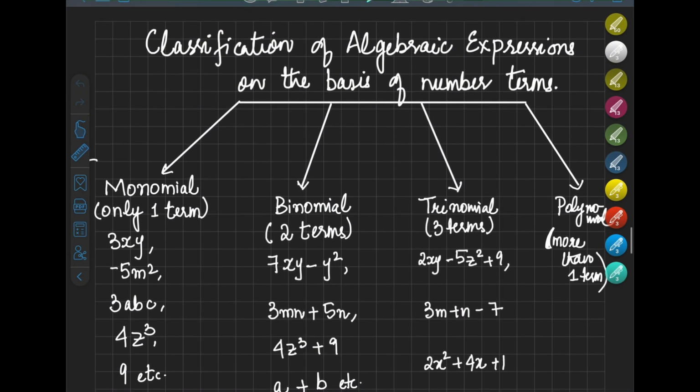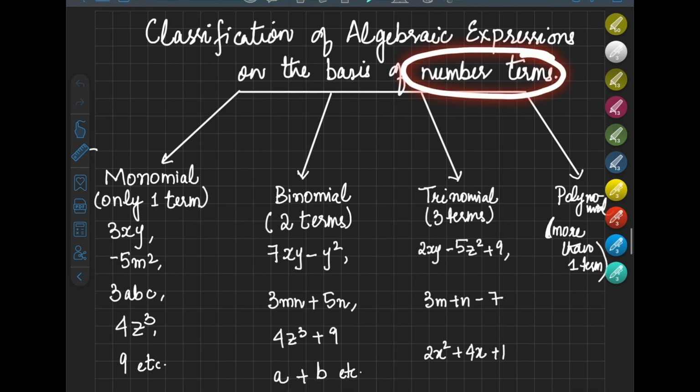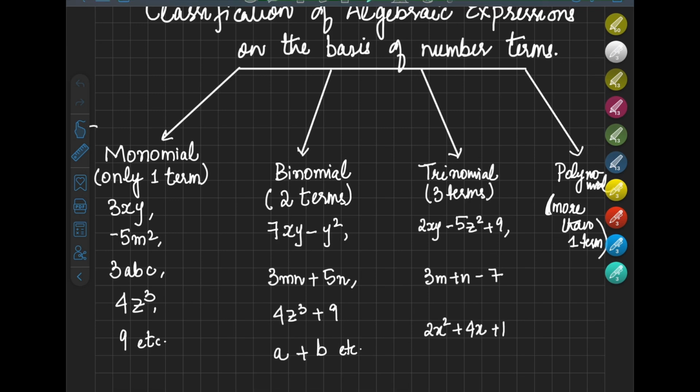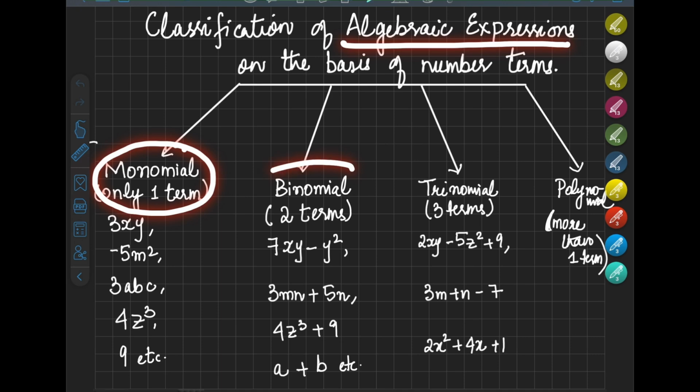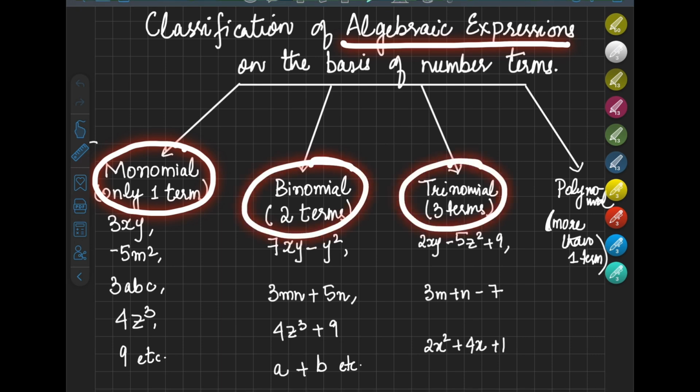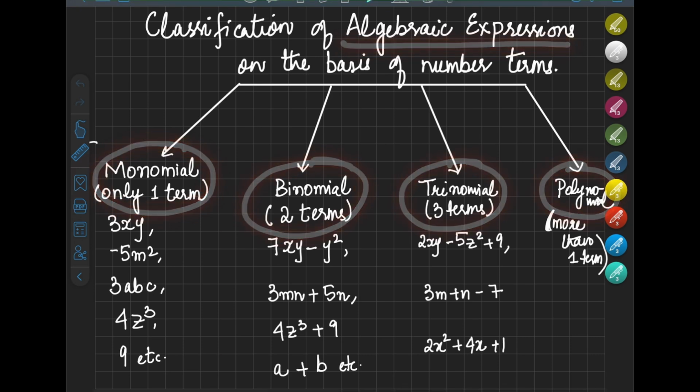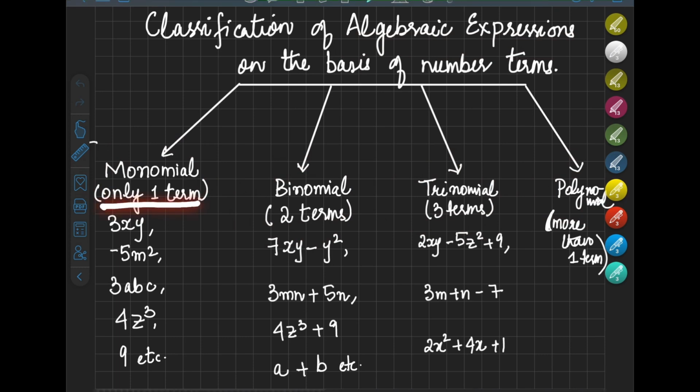Now, how do we classify algebraic expressions on the basis of the number of terms? We have learned this in class 7th, that based on the number of terms an algebraic expression has, they can be named in a special way, like monomial, binomial, trinomial and polynomial. A monomial is an expression having only one term. You can see the examples here, these are expressions having just one term.